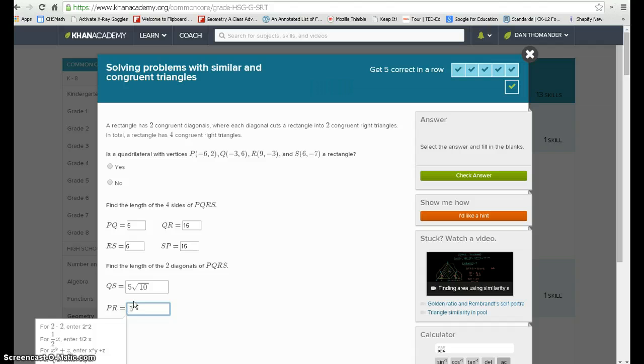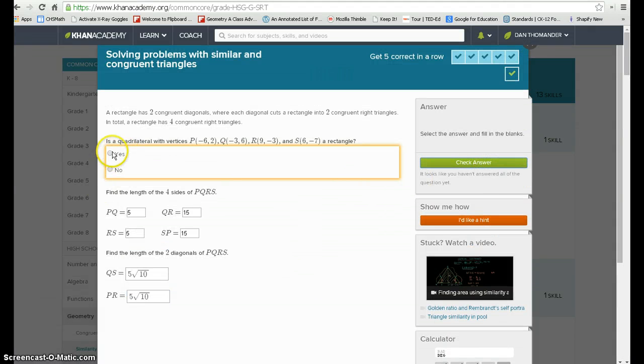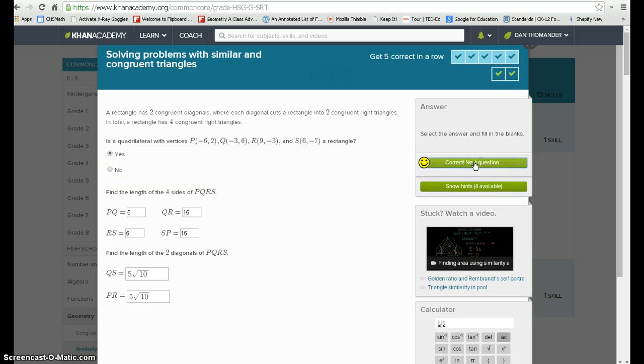And this one would also be 5 square root 10. There we go. Was there any more we had to answer here? Oops, is it a rectangle? And the answer is yes. It's the same one we just did.